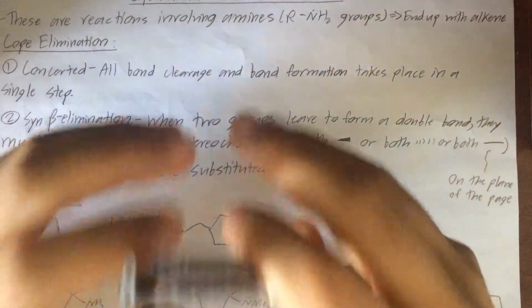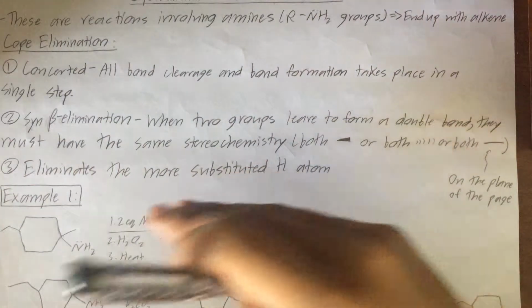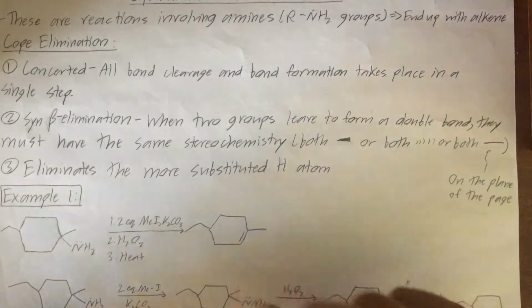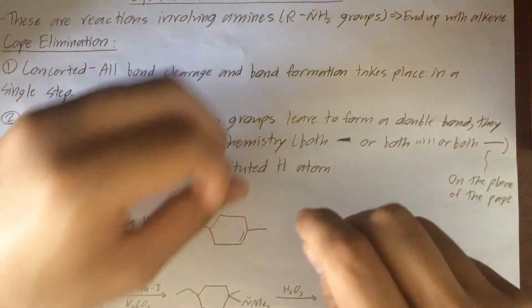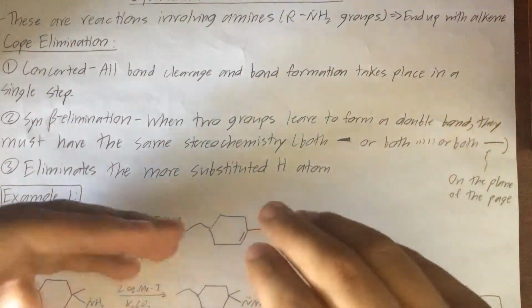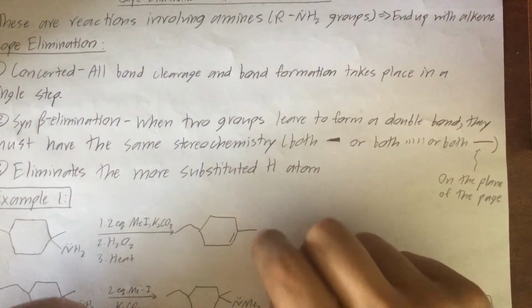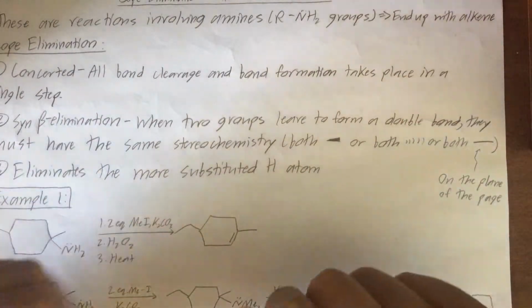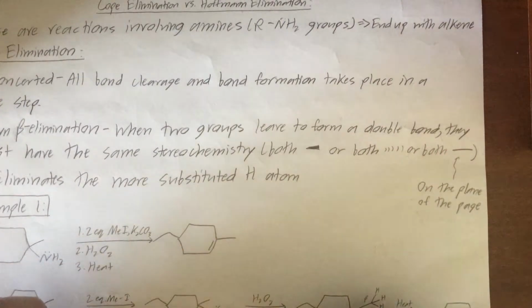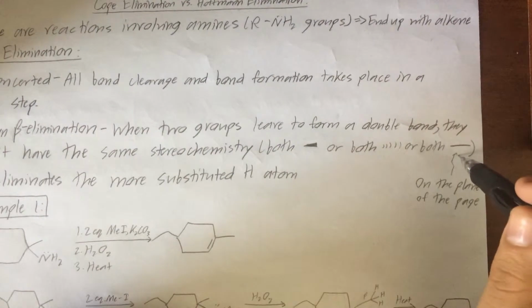in an elimination reaction, when you have two groups or two atoms that leave a molecule, then a double bond is formed on that molecule. However, for a syn elimination, the two groups, the two atoms that leave the molecule, both have to have the same stereochemistry, which means that both of them have to be sticking out of the page, or both of them have to be sticking into the page, or both of them have to be on the plane of the page.